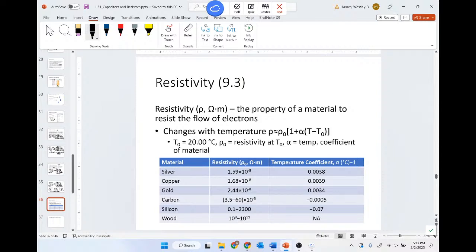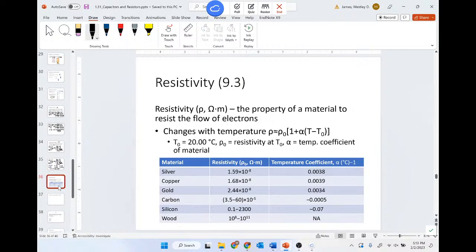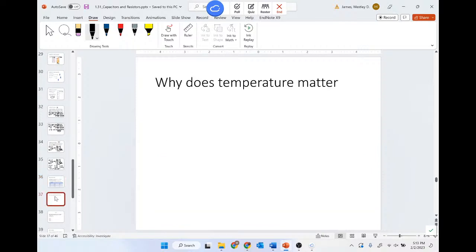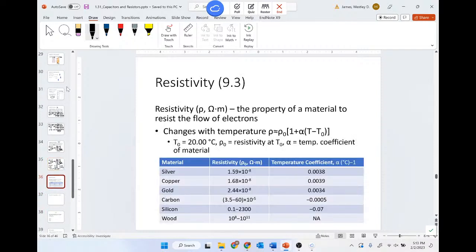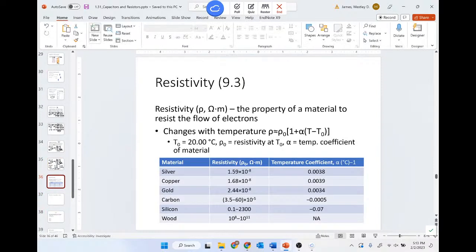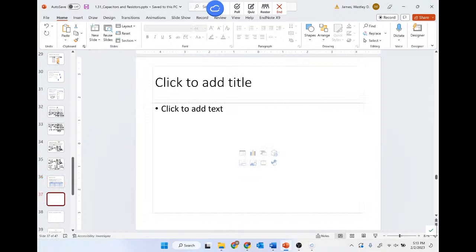So for now, all you need to know is the idea of resistivity, a property of a material. Does not matter how big or small, kind of like density. Density doesn't matter how big or small your stuff is, it's just a property of the material. What is resistivity? Let's first introduce that idea. Why does this happen? Why do things resist it?